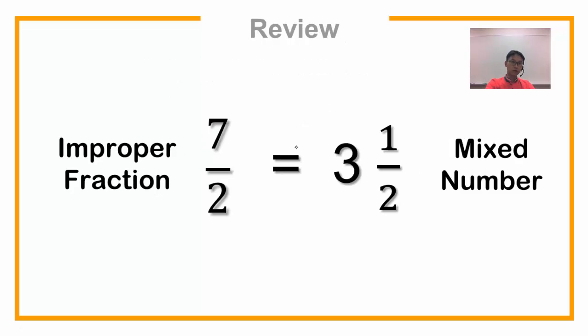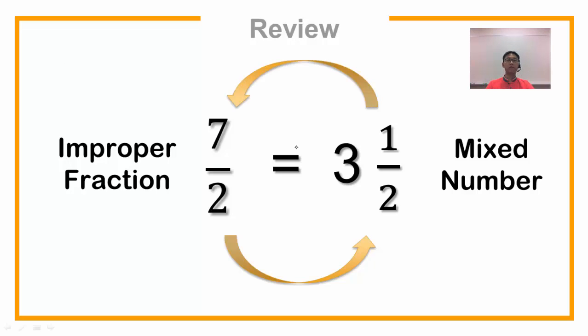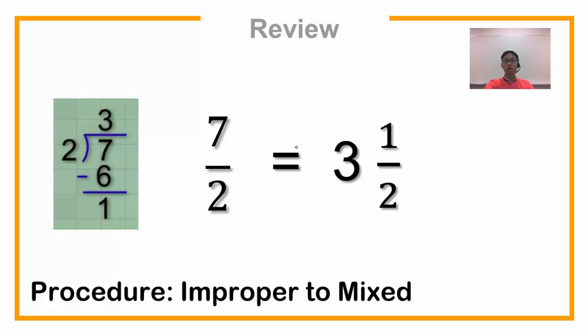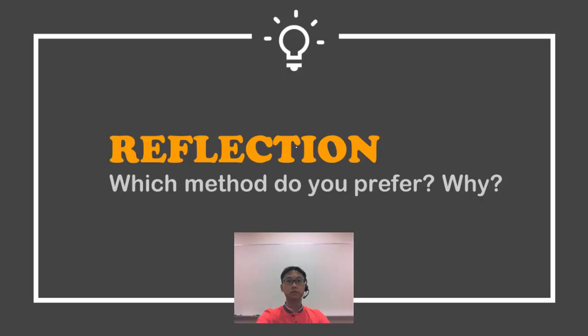So let's do a quick review. Now we have learned that we can convert from improper to mixed and from mixed to improper. The procedure for mixed to improper is to multiply and add to get your numerator. The procedure for improper to mixed is division, where your answer will be your whole number, and your remainder will be your numerator. So which method do you prefer? Do you prefer the model drawing method, or do you prefer method 2, which is the faster method? And why? Write it down in your video worksheet.